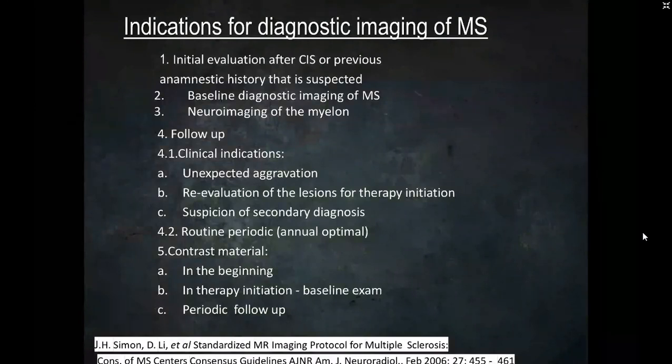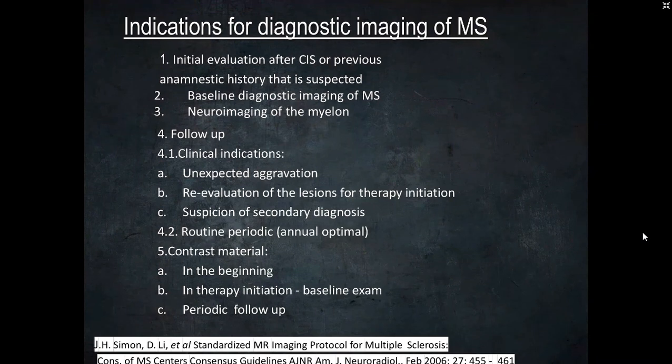And what about the indications for performing diagnostic imaging in cases of multiple sclerosis? This is an autoimmune disease which affects young patients. First of all, we can make MRI for initial evaluation if we have an anamnestic history, and also for baseline diagnostic imaging of multiple sclerosis.